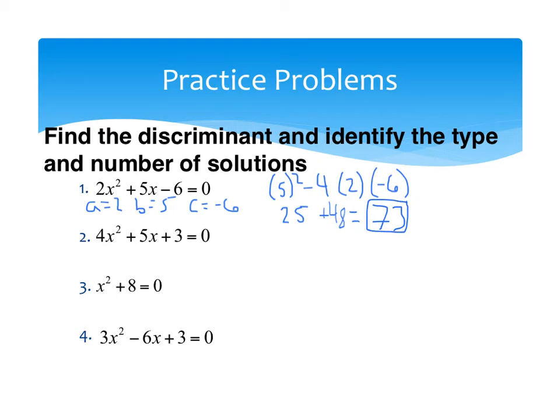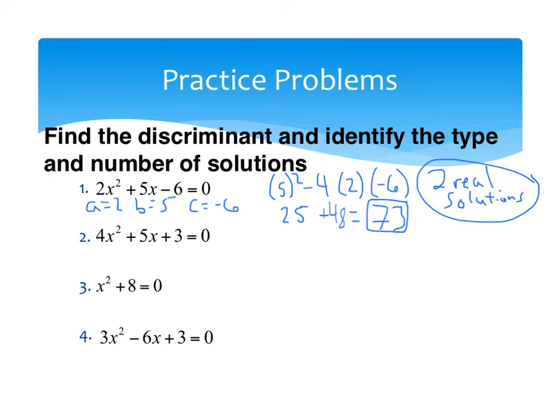So how many solutions do I have? What type are they? Well, it's positive. It's greater than 0, so I have 2 real solutions. Awesome. Now, did I need to really add these two together to see that it was going to be 2 real solutions? No, I knew positive and a positive is going to give me a positive, so I'm all set to go. But it did ask for the discriminant, which is 73, so there we go.